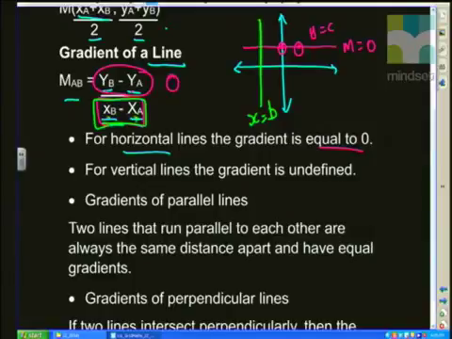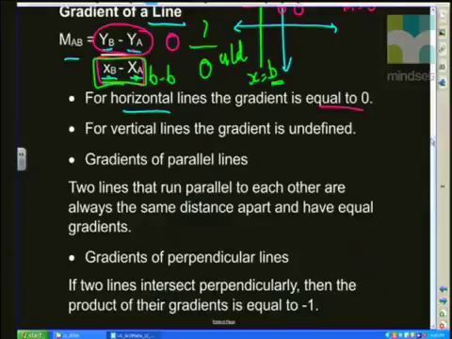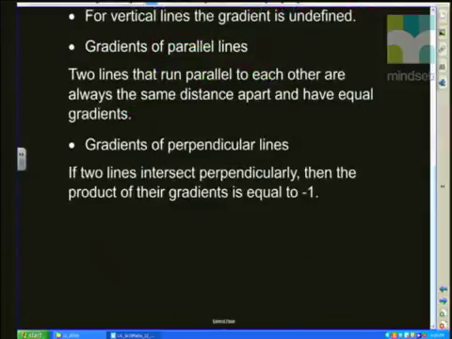All along this line, your x-coordinate is b. So if you have b minus b in the denominator, you're going to get something divided by naught, and we know that division by naught is undefined. Therefore, for vertical lines, your gradient will be undefined. All right? Still dealing with gradients.